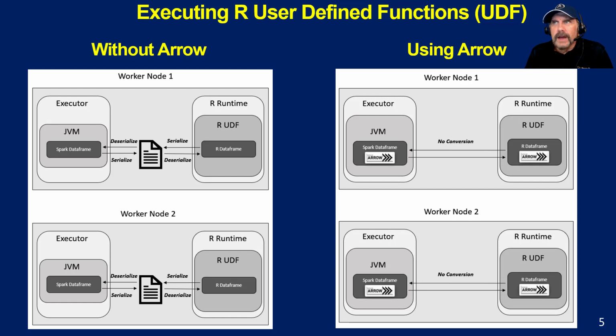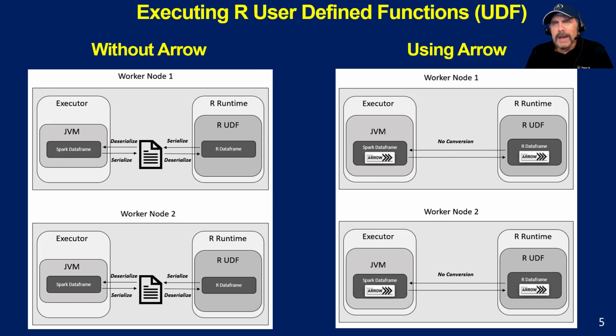If we could avoid that by having no conversion, as you can see in the diagram on the right, we'd be in a much better position. The Java virtual machine is storing data in a format called Arrow. And on the right, you can see that the R environment is also using Arrow format. Because they both use the Arrow format, there's no more conversion needed. They talk the same language and everything runs much faster.